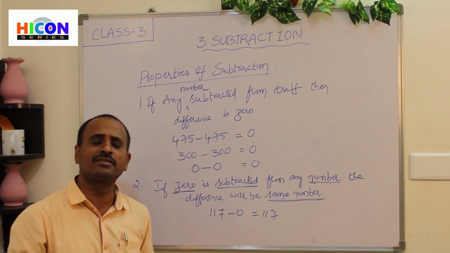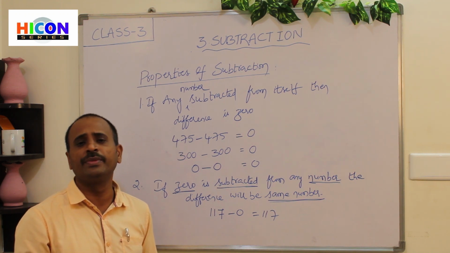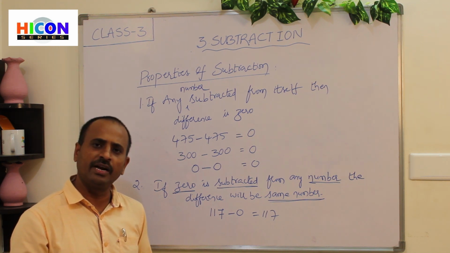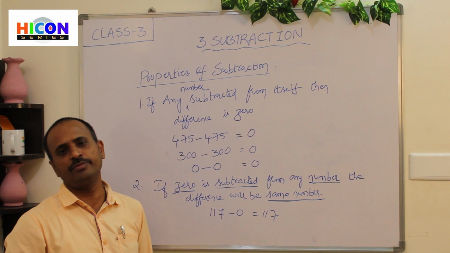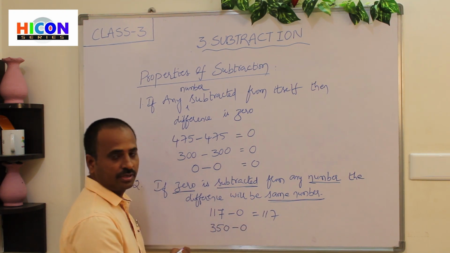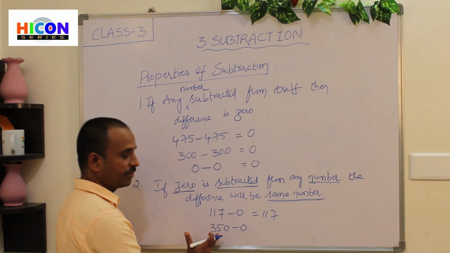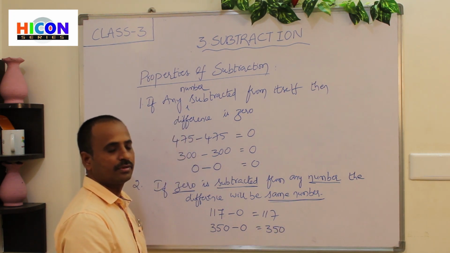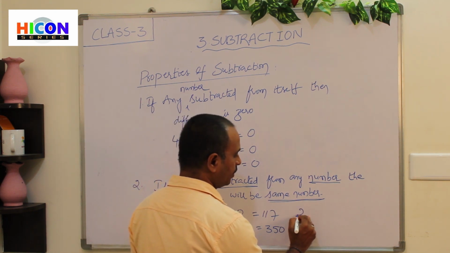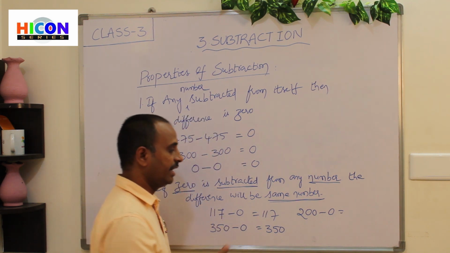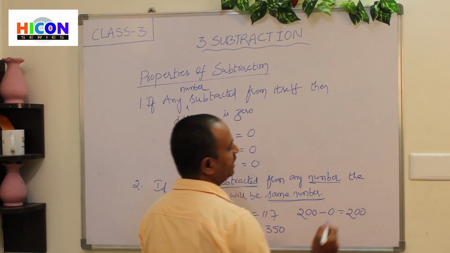That means 0 means nothing, and subtraction with 0 means there is no subtraction. So if you subtract 0 from any number, again you will get the same number. In the same way, 350 minus 0. If you subtract 0 from 350, again you will get 350. In the same way, 200 minus 0. If you subtract 0 from 200, again you will get the same number, that is 200.